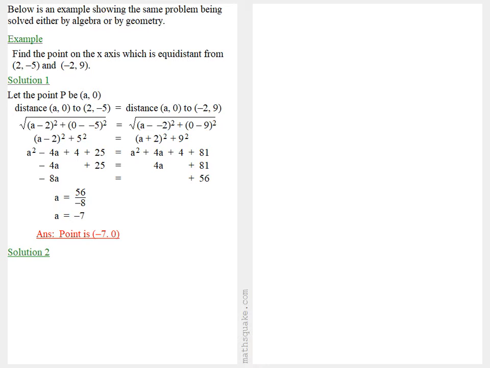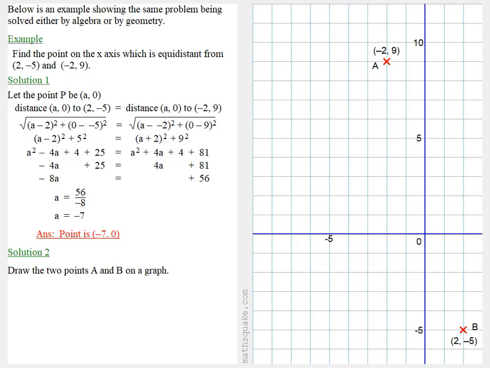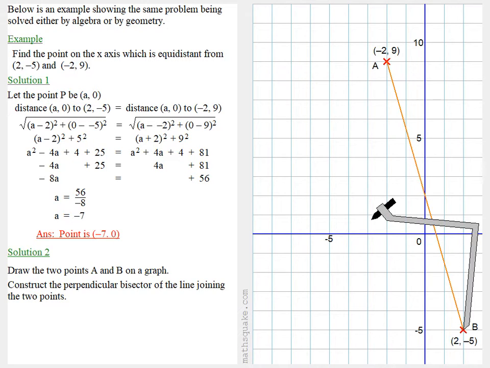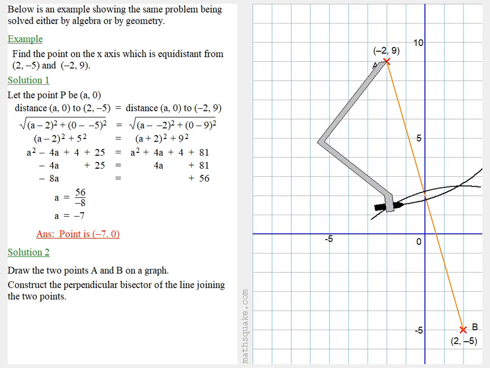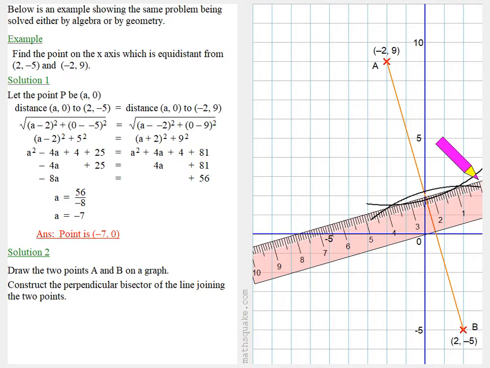We can also tackle this problem just by using geometry. So if we draw the 2 points A and B on the graph, we can join them with a line, and then we can construct the perpendicular bisector of the line joining the 2 points. To do this, we place the compass at one end and draw an arc slightly longer than half of the line. Then, using the compass with exactly the same setting, we draw an arc at the other end of the line to intersect the first arc at 2 points. We then draw the perpendicular bisector passing through these 2 points.